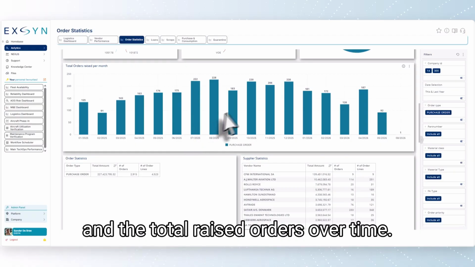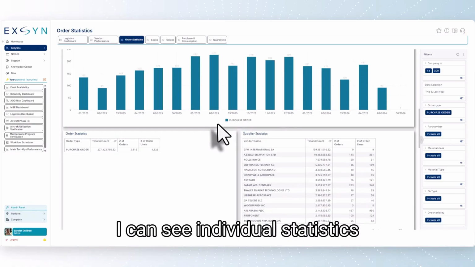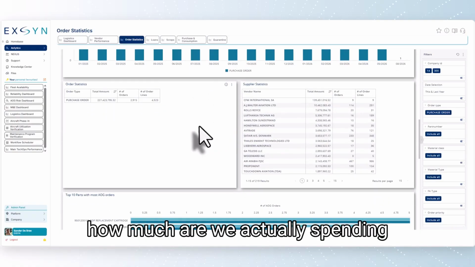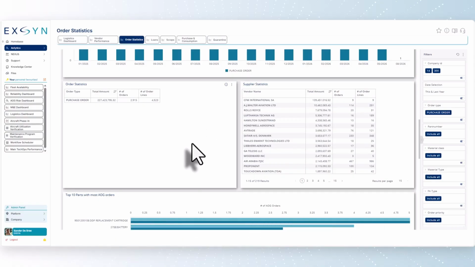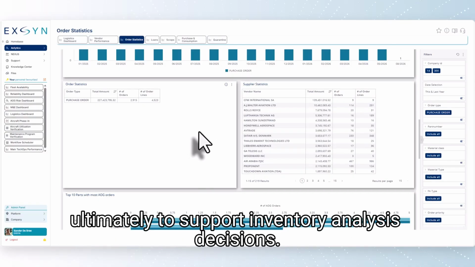The total raised orders over time. I can see individual statistics related to the suppliers. So how much are we actually spending with individual suppliers? Ultimately to support inventory analysis decisions.